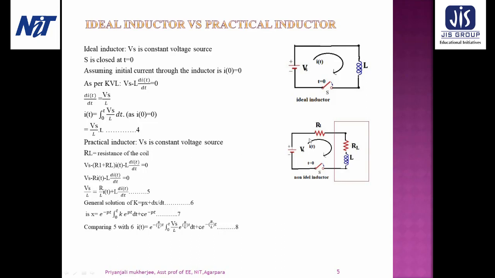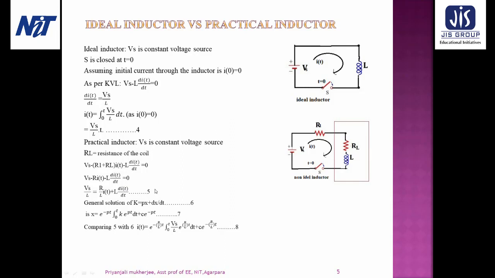Now consider the practical inductor. In the practical inductor, the resistance of the inductor coil has to be considered. And the total resistance of the circuit becomes R1 plus RL. If we consider R1 plus RL is equal to R, then we can find the equation Vs minus R into i minus L di/dt equal to 0. Or, dividing both sides by L, Vs by L is equal to R by L into i plus di/dt.